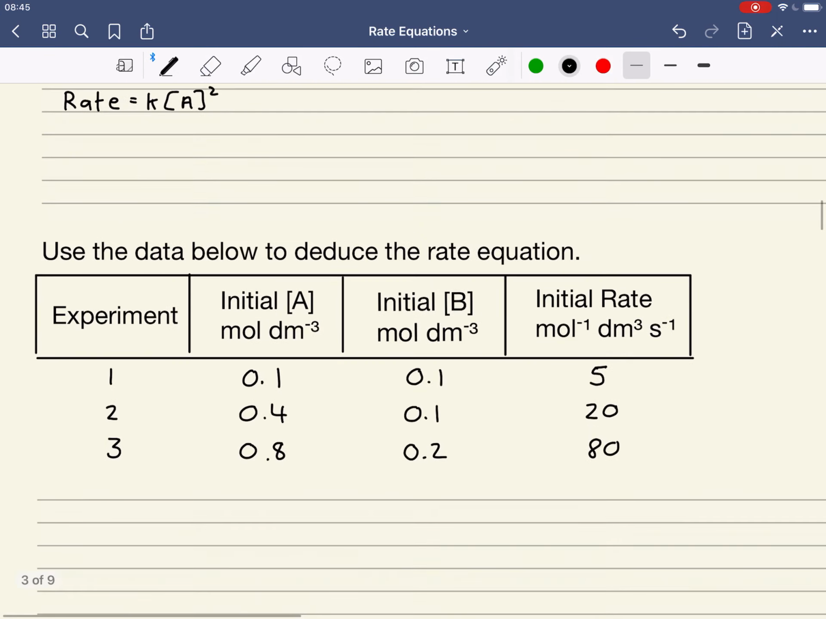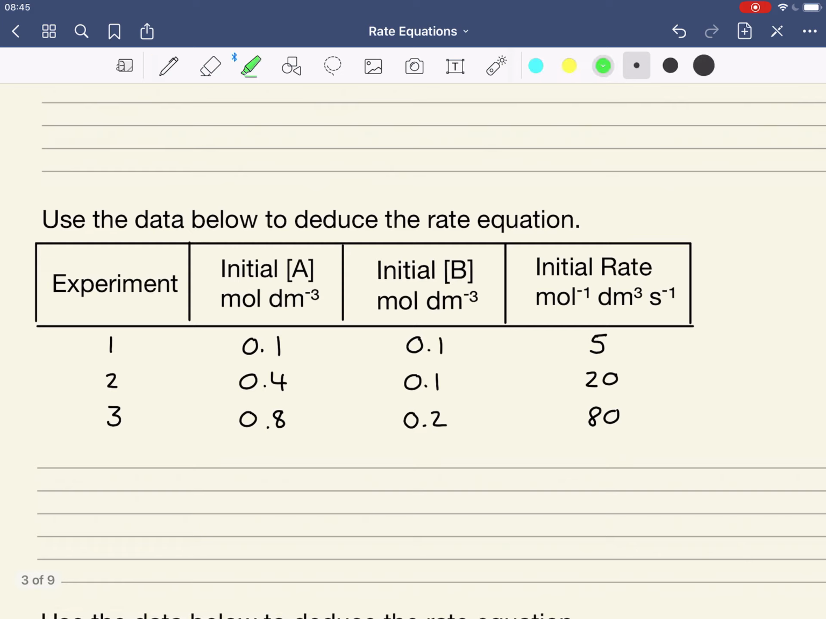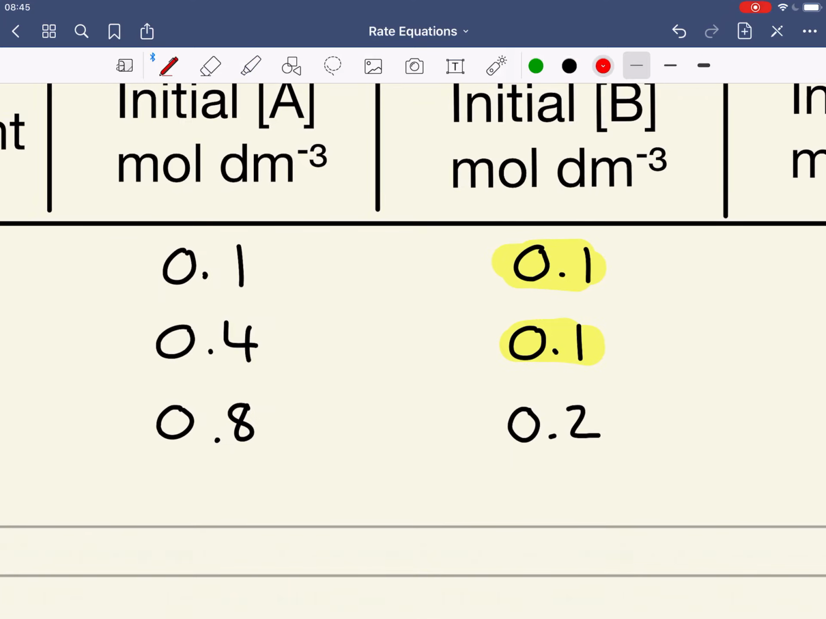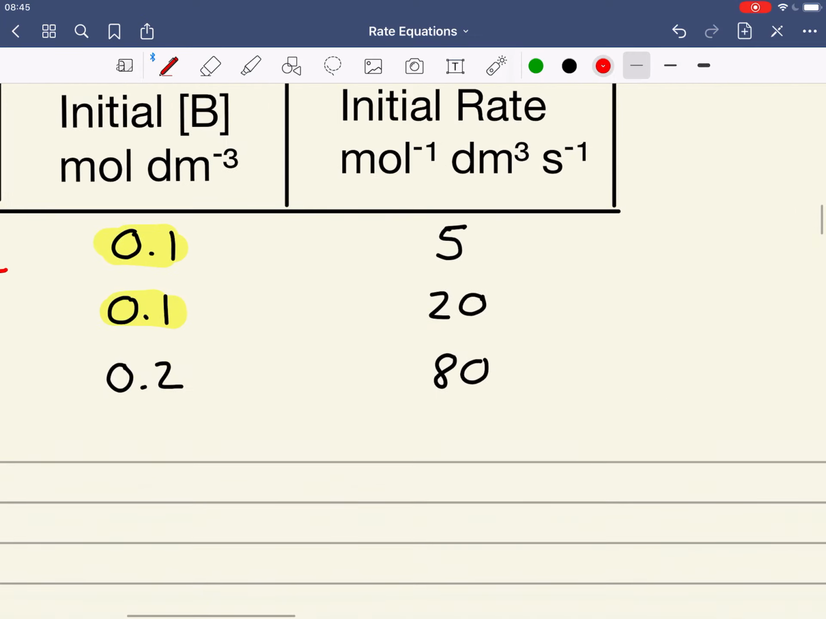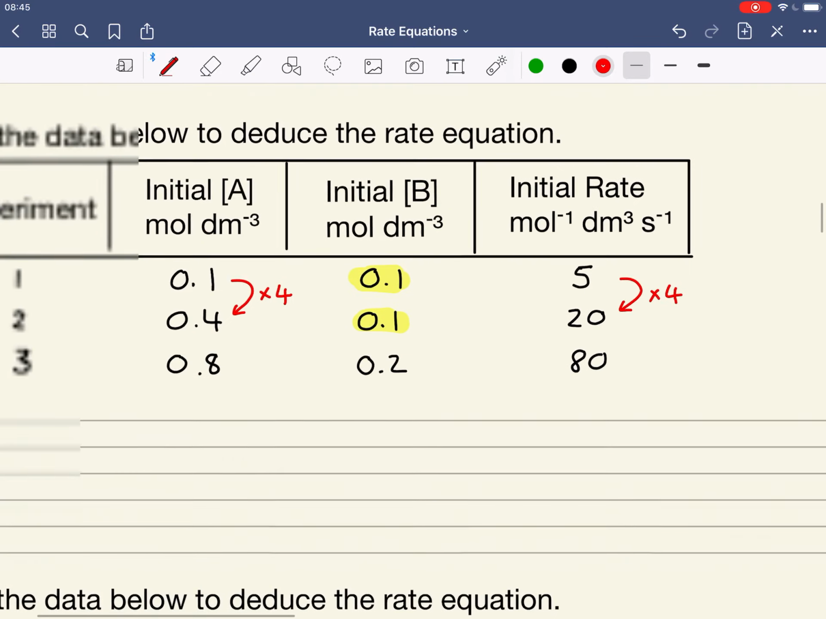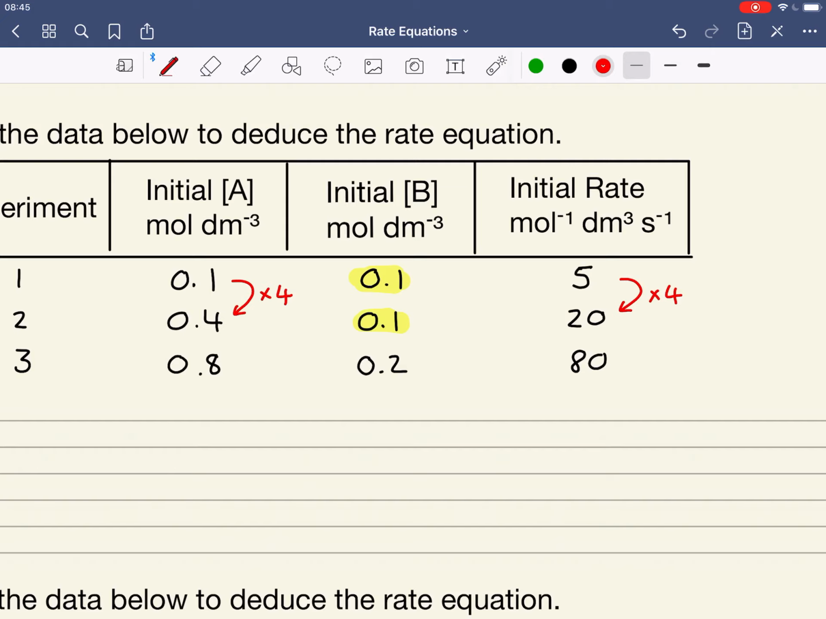Let's have a look at another example. So again, I can highlight these two. The concentration of B has remained constant. The only thing affecting the rate is the change in concentration of A. Concentration of A is increased by a factor of 4, and that's caused the rate to also increase by a factor of 4. So it must be first order with respect to A.